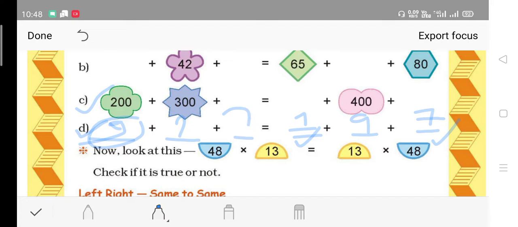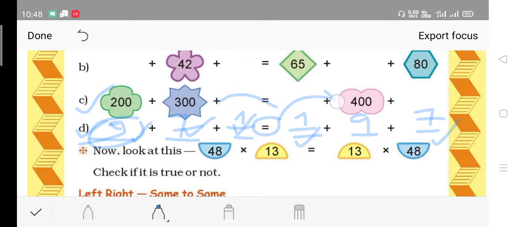Here and here, so change the order. 1 and 7 is there. So what we are going to do? We are going to write 7 first and 1 afterward, just to change the order, nothing else. So 7, so see, 9 plus 1 is 10, plus 7 is 17 on the left side of equal.